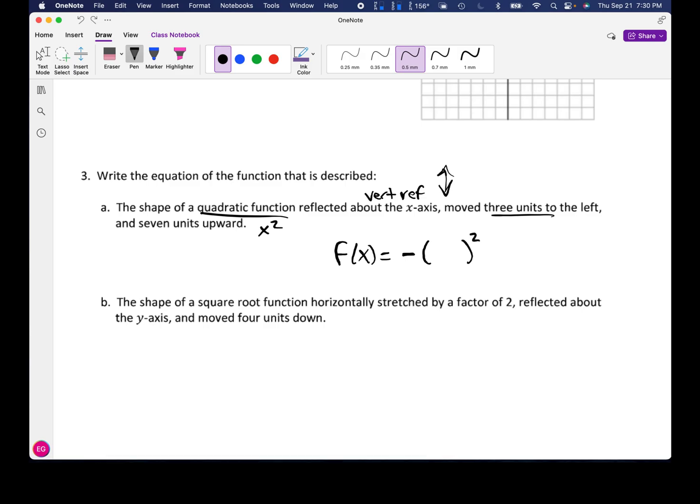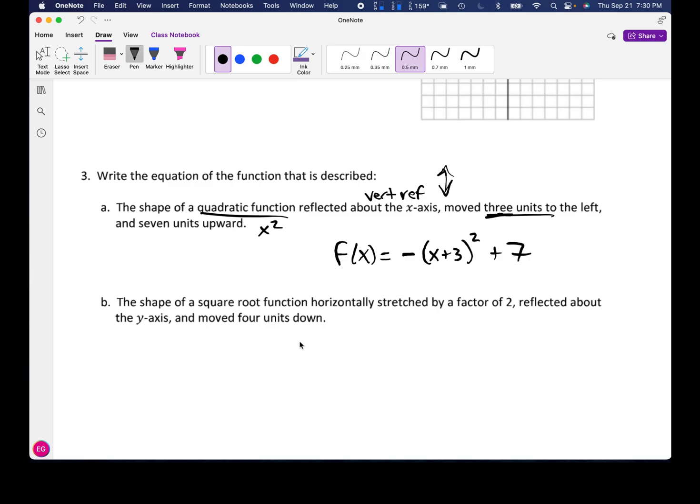The 3 units to the left, that's going to actually be x plus 3. Left is a negative direction, and I'm going to do the opposite, plus 3. And inside, because left is an inside thing, it affects x. And then 7 units upwards, I would just do, oh, I can't read. My bad. 3 units to the left, and then plus 7 on the outside. Reading, that's real tough.